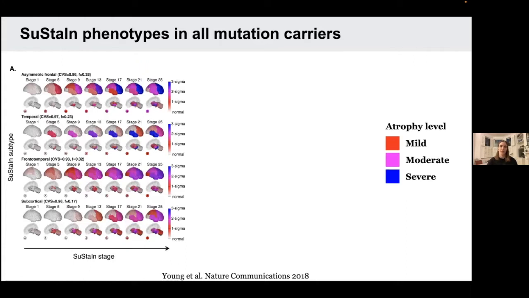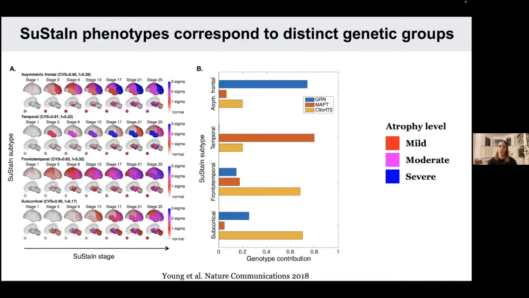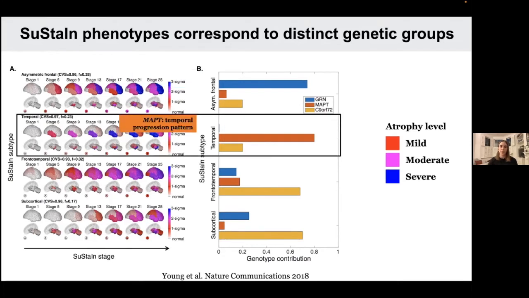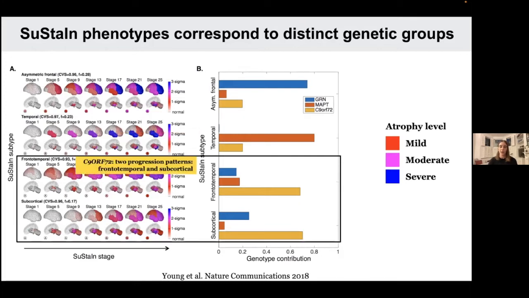So what we found was that SUSTAIN identified four different groups, which are shown in the four rows of this diagram, with the stages of each progression pattern going from left to right. This color scheme shows mild atrophy in red, moderate atrophy in pink, and then severe atrophy in blue. Despite the algorithm not being given any information about the genetic group, we found that these four subtypes showed strong alignment with the genetic groups. So we had one group that had progranulin mutations, we had another subtype that had MAPT mutations, and the final two subtypes had expansions in the C9orf72 gene. So basically, we were able to demonstrate not only that SUSTAIN could recover the genetic groups, but also that we were able to identify heterogeneity for individuals with C9orf72 expansions.